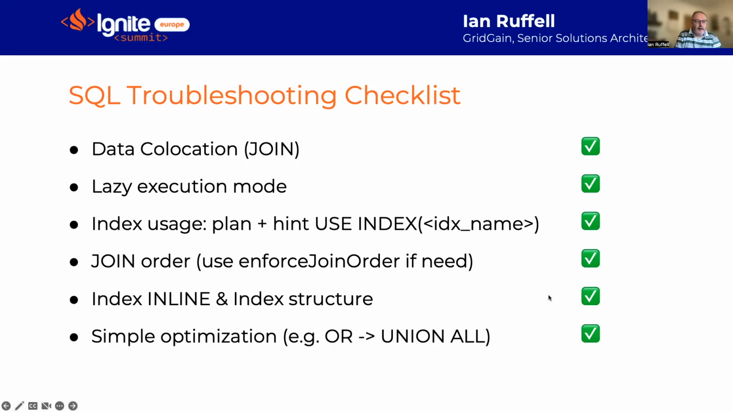Using the explain, look at the plan and hints, and use the use index hint wherever possible. Then there's the join order, so we can use the enforced join order if needed. And then looking at the index inline size. We saw also how that can have a big impact on performance. Making sure that we've got a good size there, and looking at the hints if that's incorrectly set. And then there's other simple optimizations we can do. Maybe instead of using an OR, we can use a union OR.